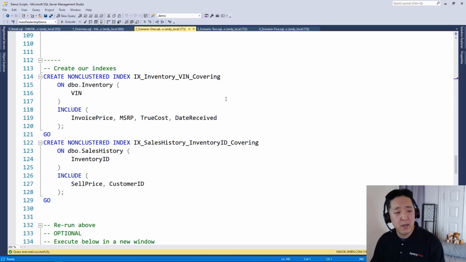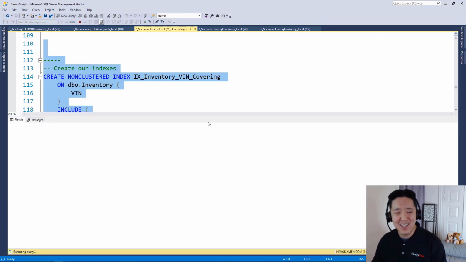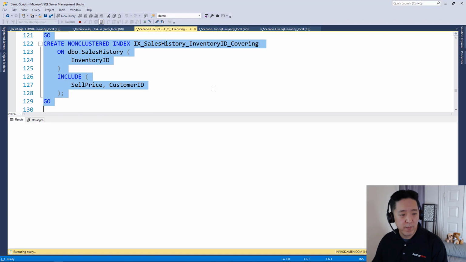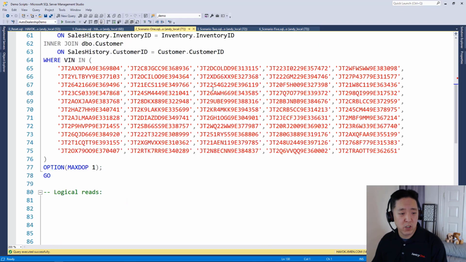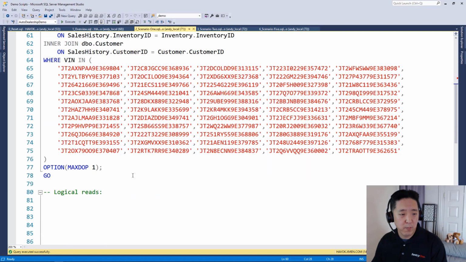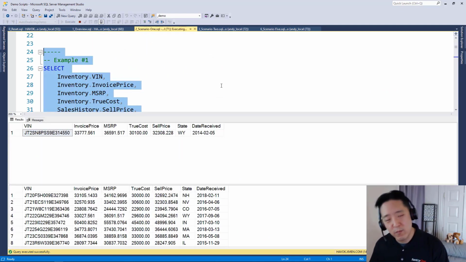So I'm going to create a couple of non-clustered indexes, one on the inventory table, one on the sales history table, to address my 2 key lookup operations that were occurring in that particular example. And then while that's finished running, which it just has, let's rerun our above examples. I'm going to run the base version and then the singleton version. Yep, or the multi version. In either case.